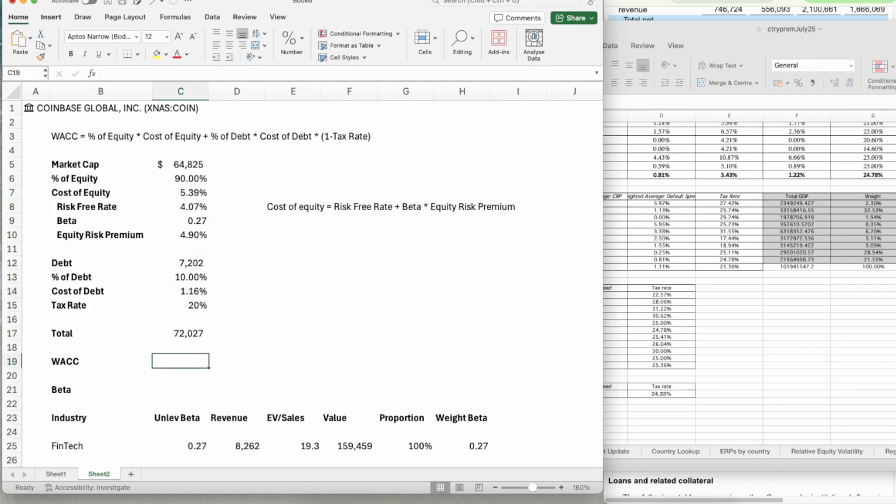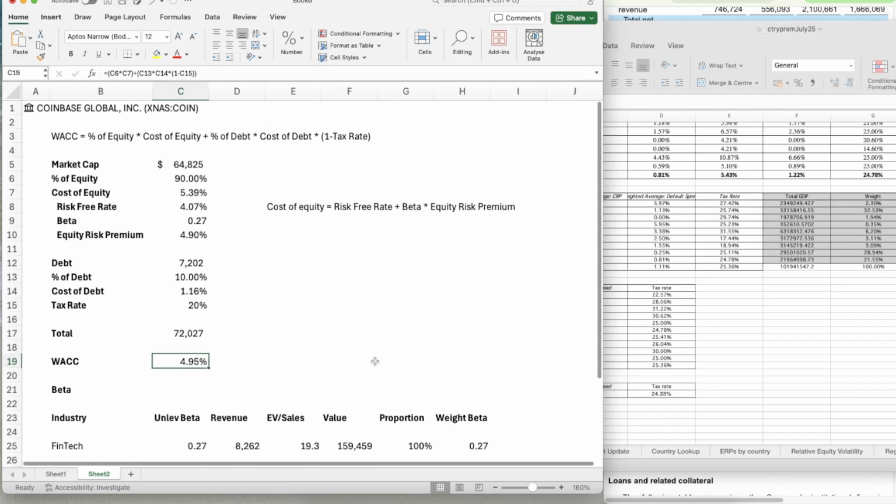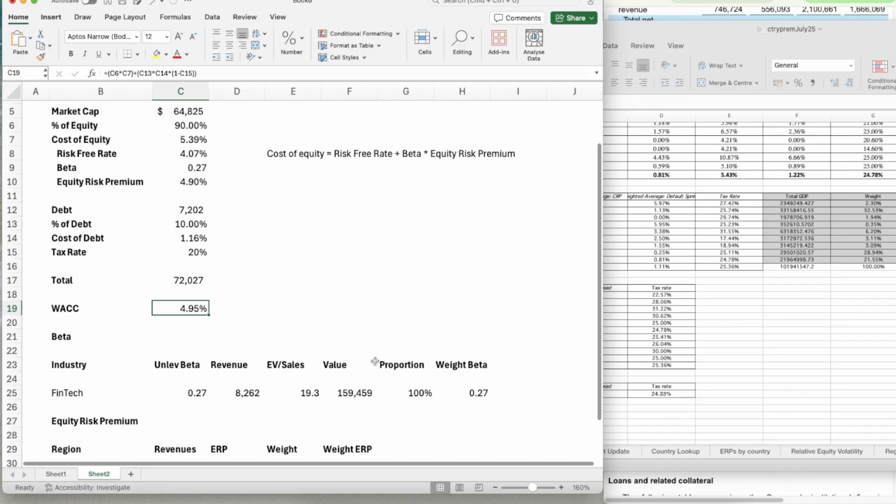So to calculate the WACC, we have everything now. We go open brackets, take your percentage of equity multiplied by your cost of equity, close brackets, plus open brackets, your percentage of debt multiplied by your cost of debt multiplied by 1 minus your tax rate. So we have it, a 4.95% WACC. That doesn't really look right. That seems far too low for a company like Coinbase.